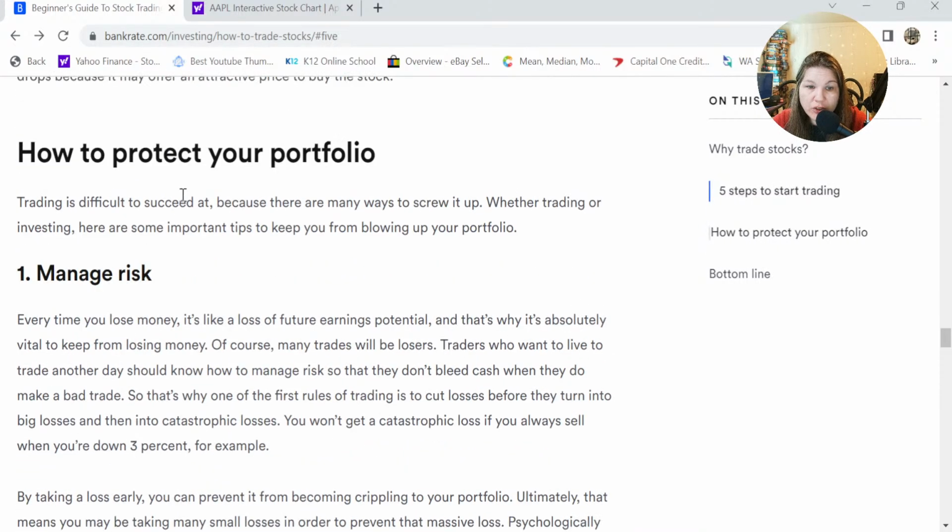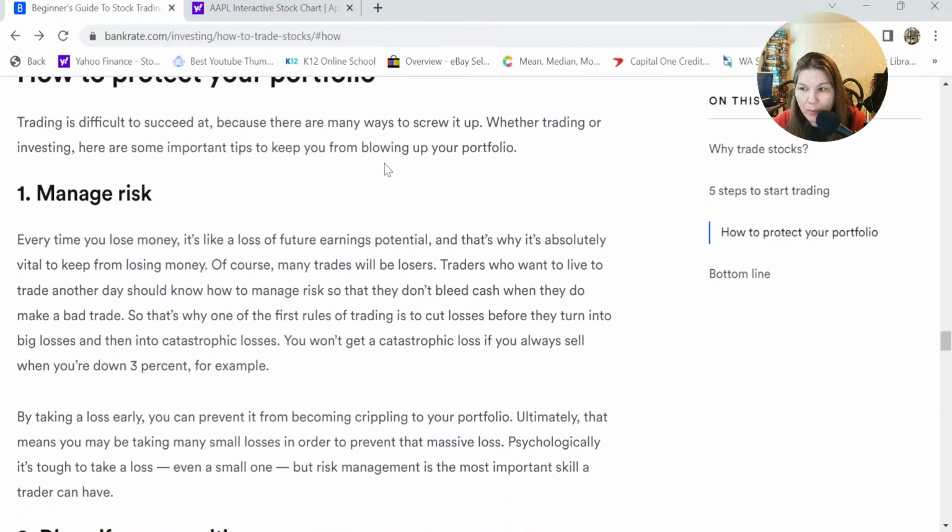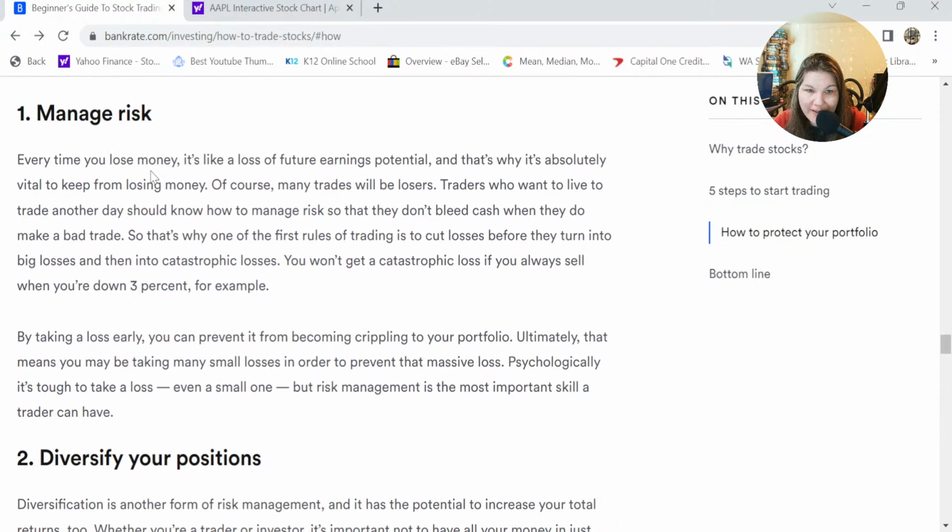So trading is difficult to succeed at because there are many ways to screw it up. Lots to learn, guys. And we're going to be here together learning so we don't mess it up. Whether trading or investing, here are some important tips to keep you from blowing up your portfolio. One, manage risk. Every time you lose money, it's like a loss of future earnings potential. True, guys. If you lose $50, that's $50 you could have made more money with. And that's why it's absolutely vital to keep from losing money.